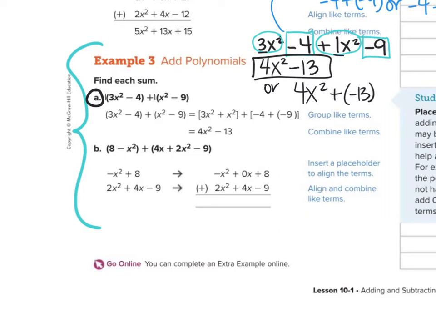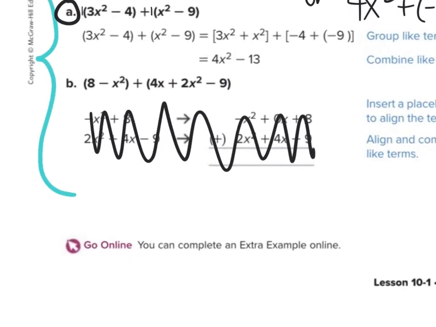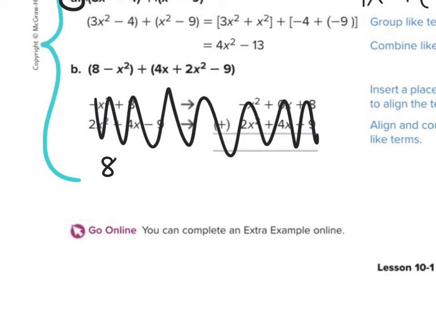They don't set it up the way you're really used to. So if it helps you to rewrite it without parentheses, it'd be like this. What can I put in front of that -x squared? A 1. Does that help you guys keep track of it? Kinda? Okay. Yeah, it helps me. I like to have it.